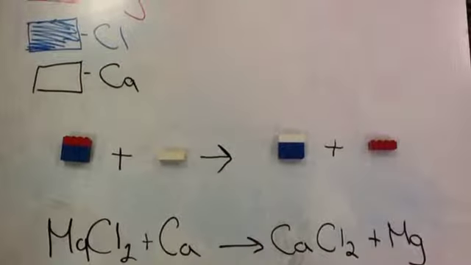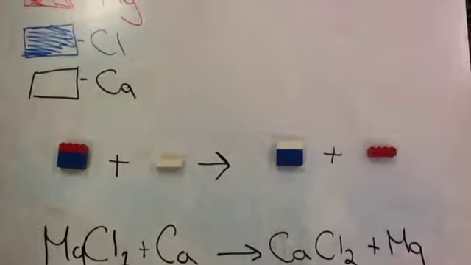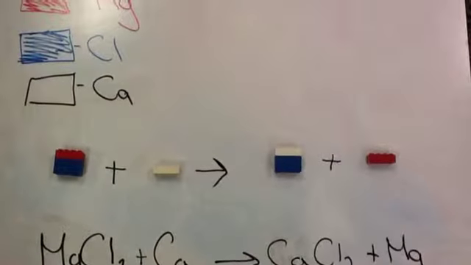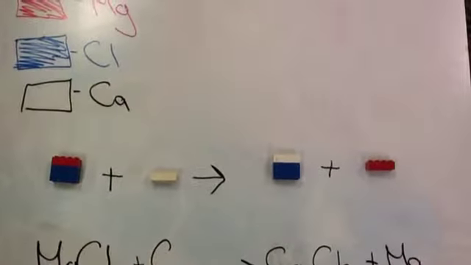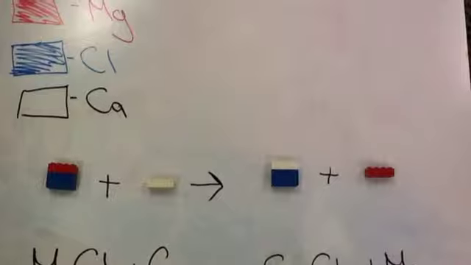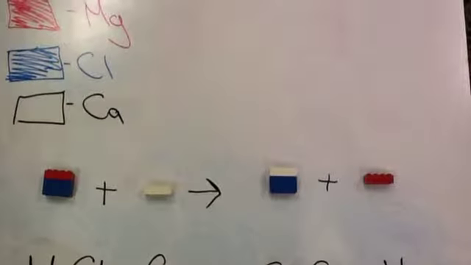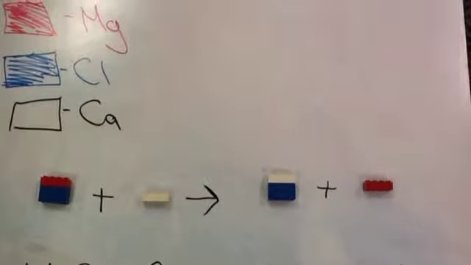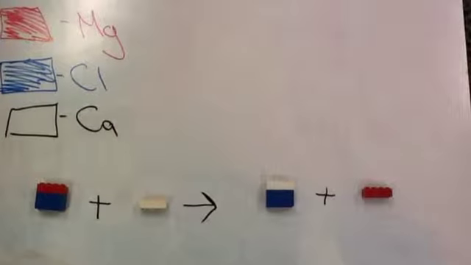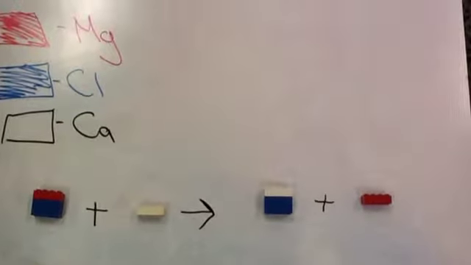The red Lego bricks represent magnesium, the blue represents chloride, and white represents calcium. Because of the activity series, calcium is higher than magnesium, so it can be replaced. Thus, the magnesium switched places with the calcium. This type of equation is already balanced.